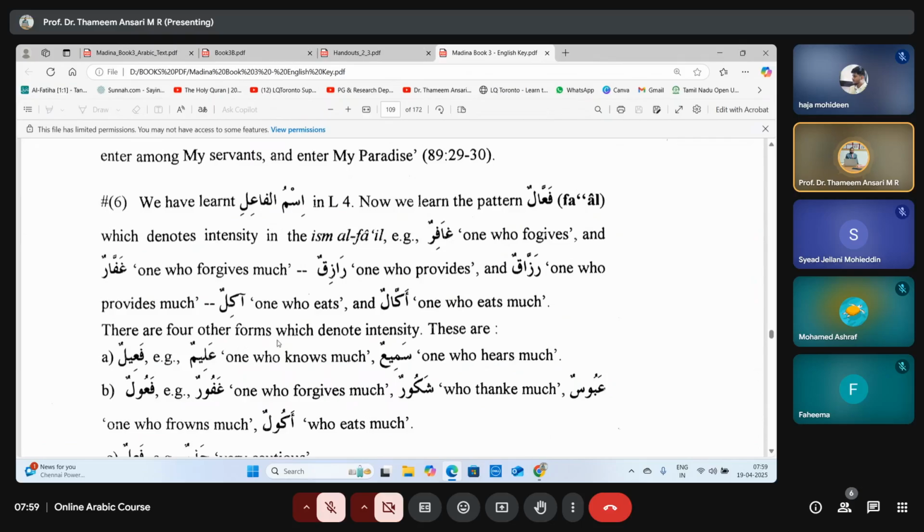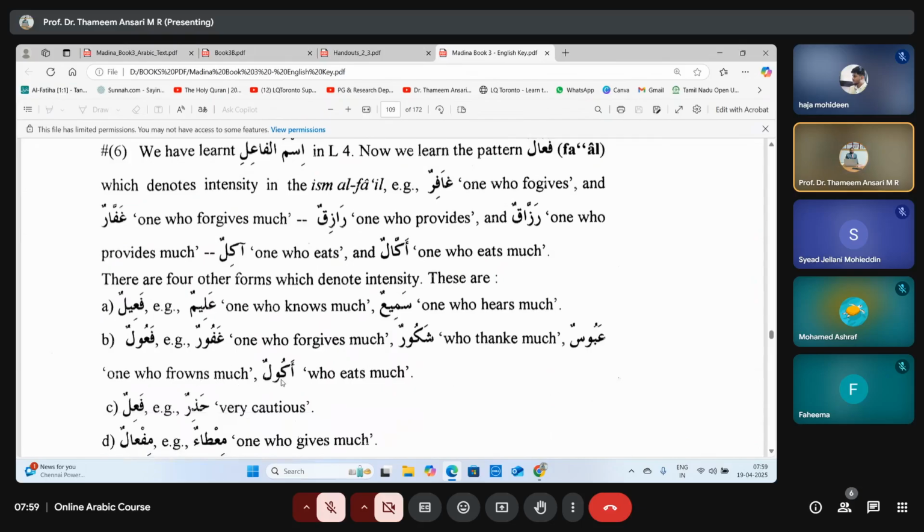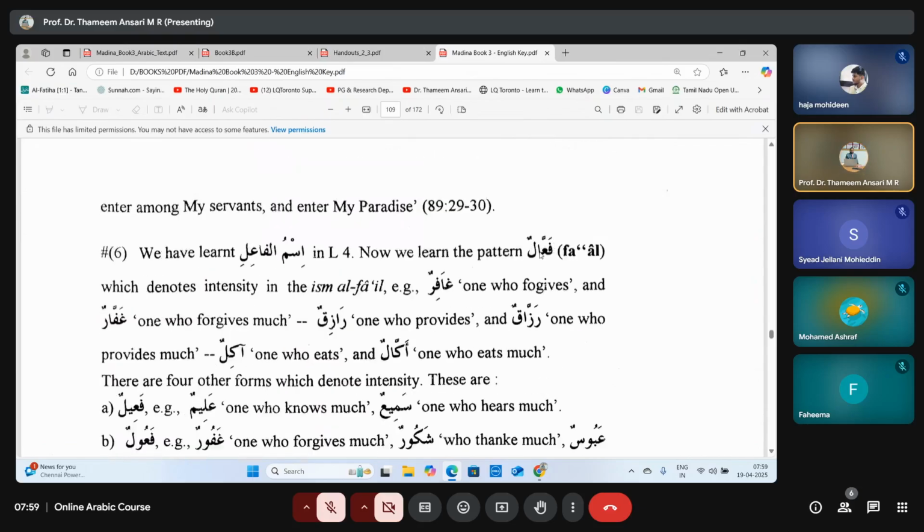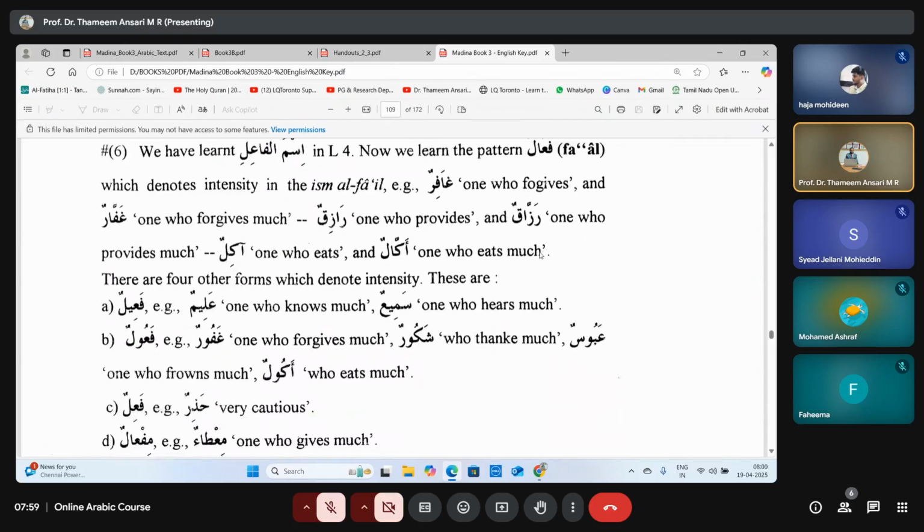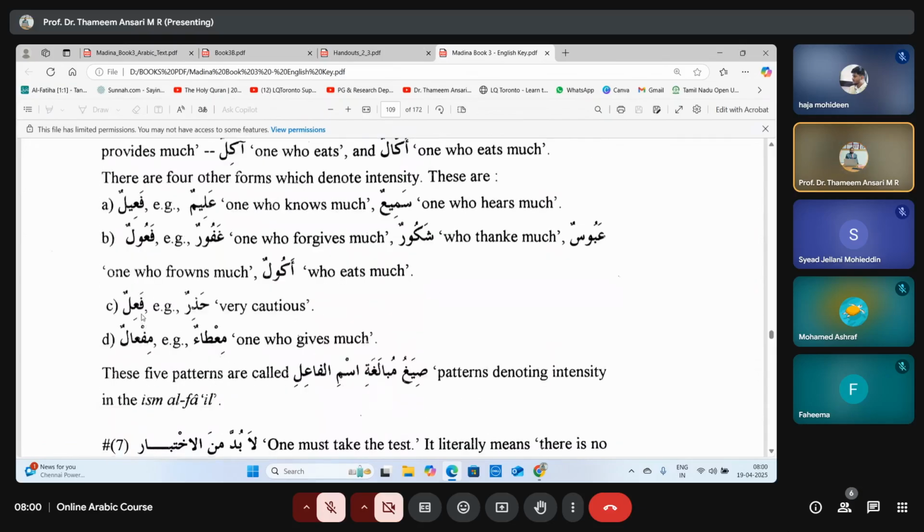There are four other forms which denote intensity. These are, for example, fa'ilun, example alimun, one who knows much. Samiun, one who hears much. Fa'ulun, is ghafur, one who forgives much. Shakurun, one who thanks much. Abusun, one who frowns much. Akulun, one who eats much. So we have the pattern fa'alun, which denotes intensity. Similarly, we have fa'ilun, fa'ulun, fa'ilun, and mifalun.